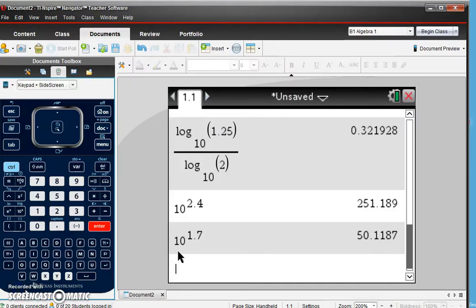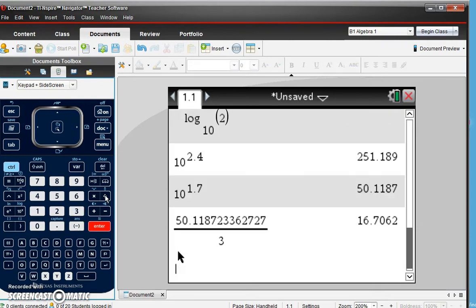So 10 to the 1.7 is 50.1187. Then we want to take that and divide that answer by 3 and then enter it. And I get 16.7062, which we're going to round off to 16.706 because it's supposed to be rounded off to 3 decimal places.